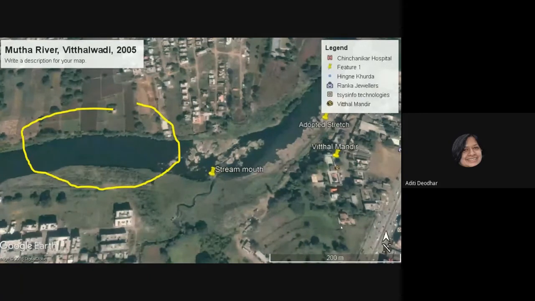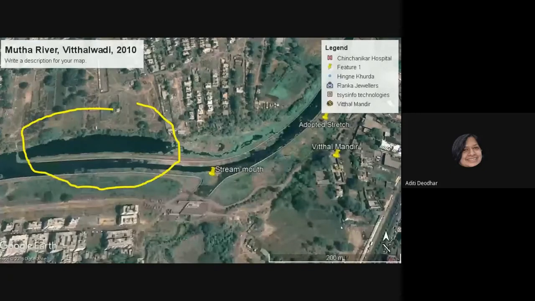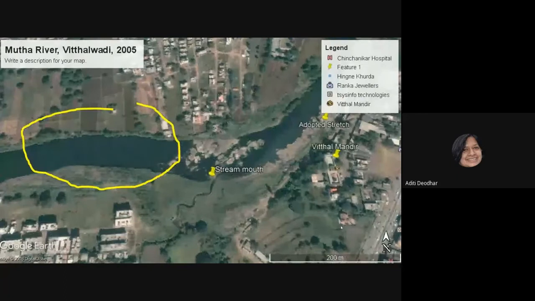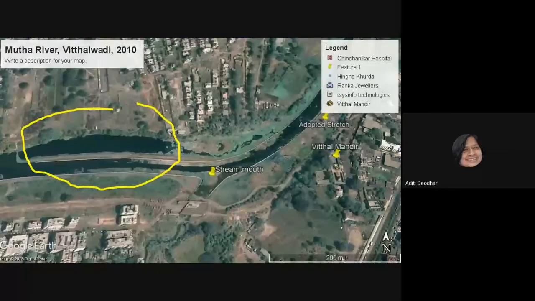So this is a Google Earth image of the same stretch that I showed you earlier. The image is of 2005, and as you can see, there is no constructed channel. The river is not channelized at that time. It has a natural bank. And just observe this yellow highlighted part. And here is the river in 2010, the same stretch. And now you can see the channelization has been done. And as you can see, there is a small meander of the river, and the channelization that has run has actually cut that meander.